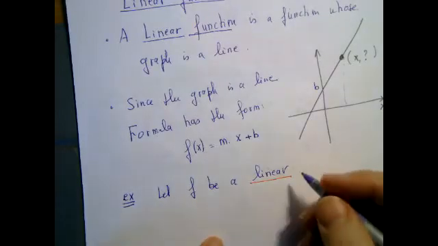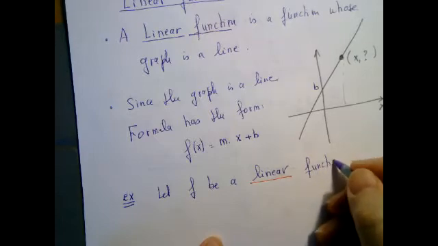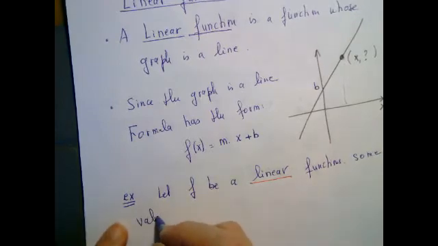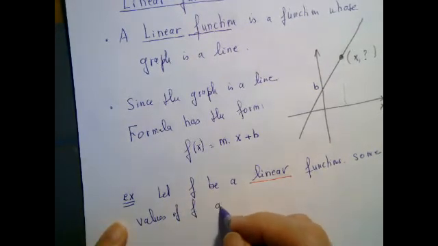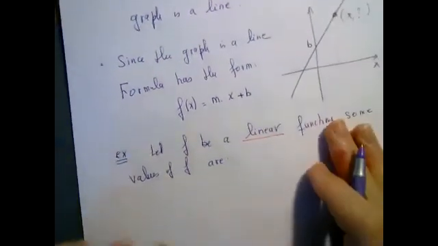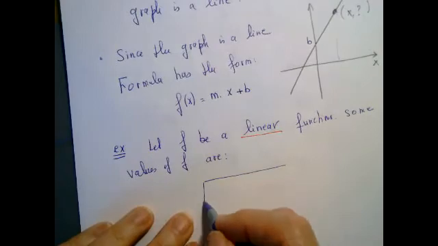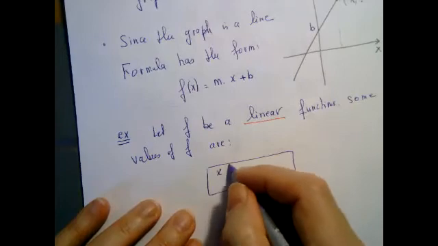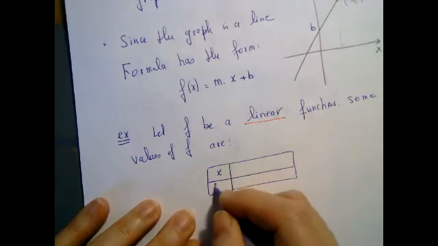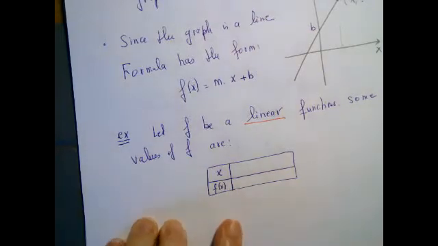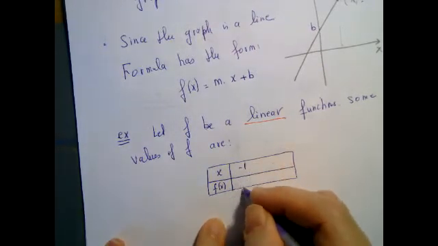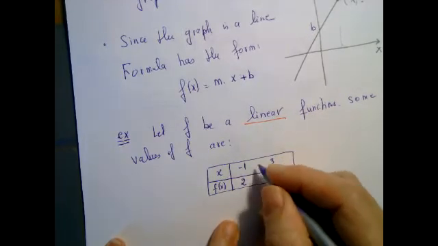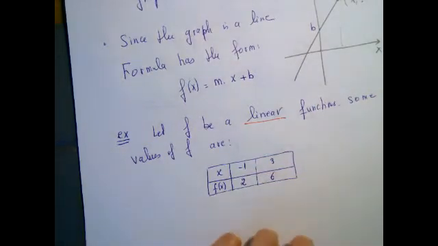Let f be a linear function, and I'm going to give you some values of it. So some values of f are... Okay, I'm going to give you some input-output values. I'm using exactly the notation in the book, so you guys will be familiar with that. So x, a bunch of inputs, and these are the output values. And I tell you at -1, the function takes the value 2, it's linear. And at 3, the function takes the value 6. So I'm telling you that it's a linear function.